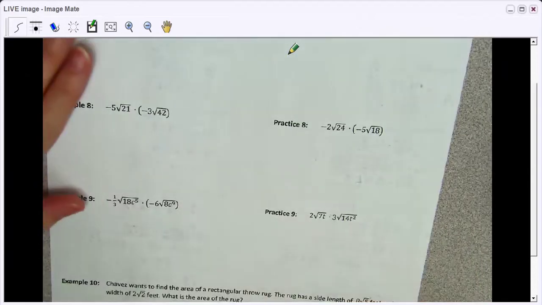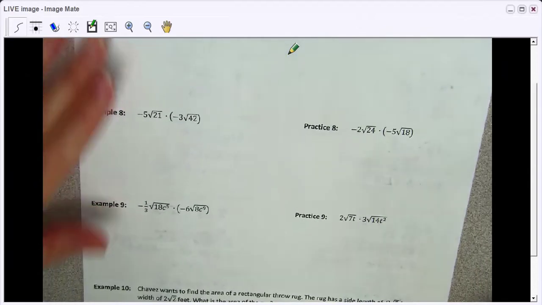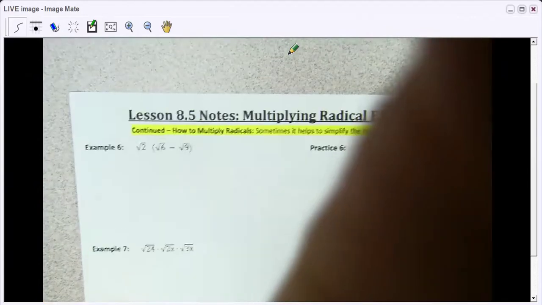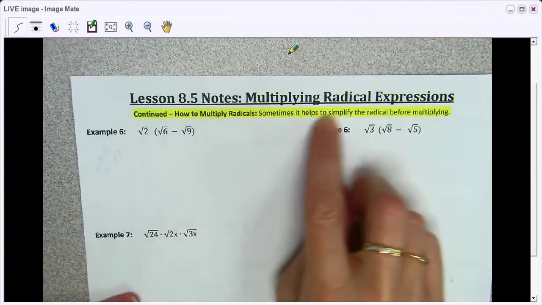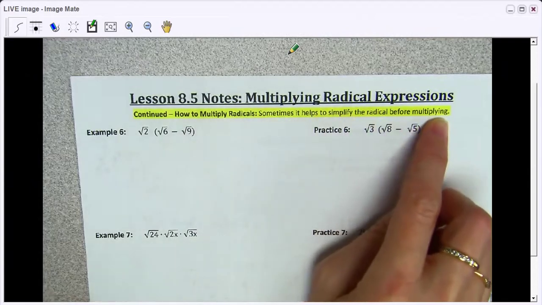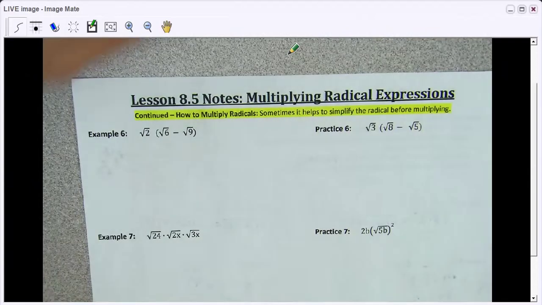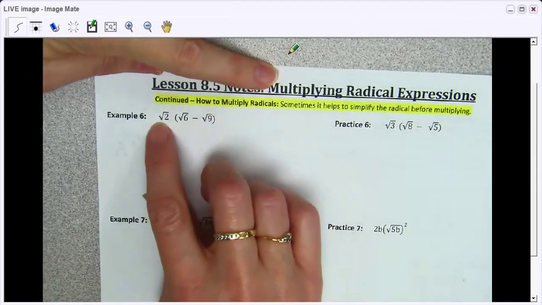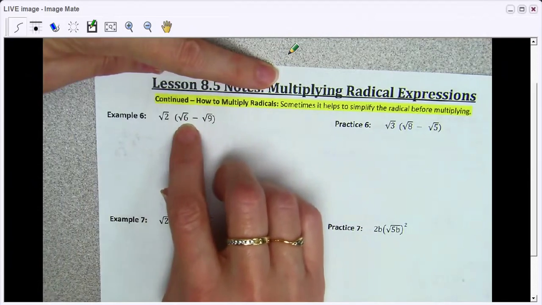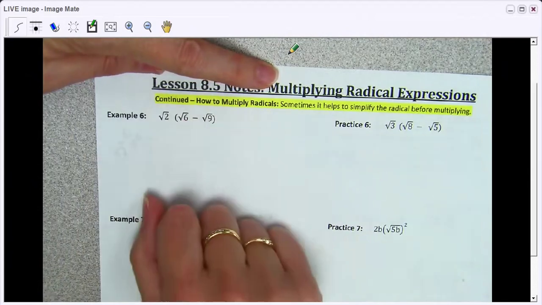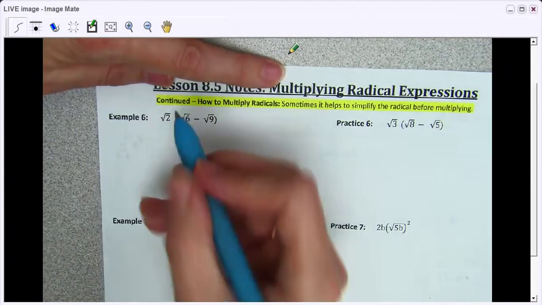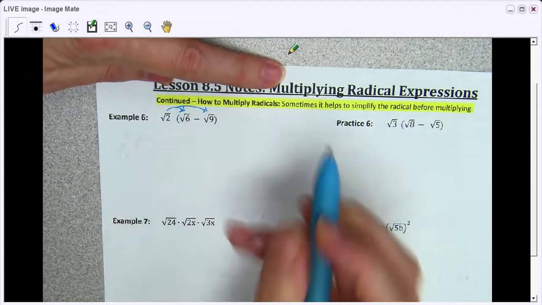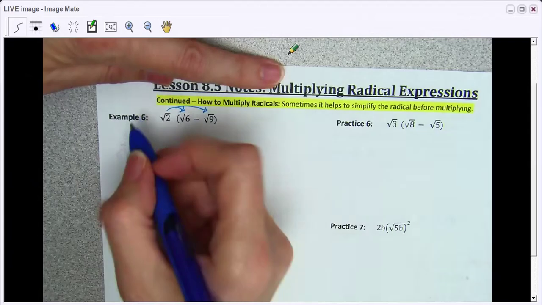Okay. So just note this up here. Sometimes it helps to simplify the radical before multiplying, which is something I showed you on the other side. That just means like instead of multiplying 2 times 6 and putting it as square root of 12, try to factor it out first. So we're going to distribute here, just like on the other side.